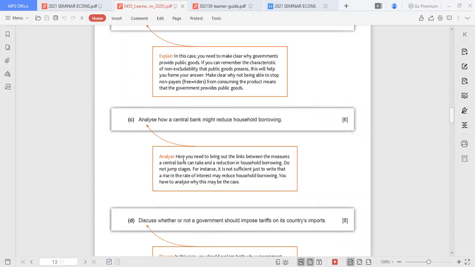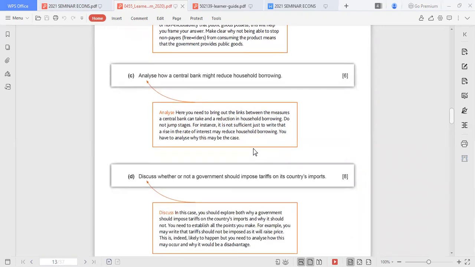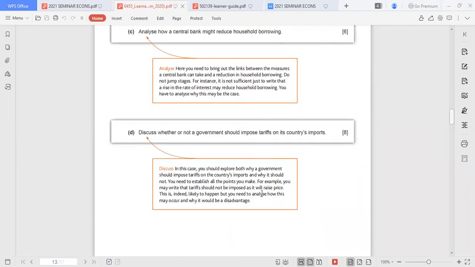Analyze, meaning you need to bring out the links between the measures of the central bank and a reduction in household borrowing. All right, so each keyword down here is very, very important. And discuss, of course, you have to talk about both sides, advantages and disadvantages. This is what we are going to look into, the symbols. I think we already practiced this from day one, but this is something that you really need to focus on, people.